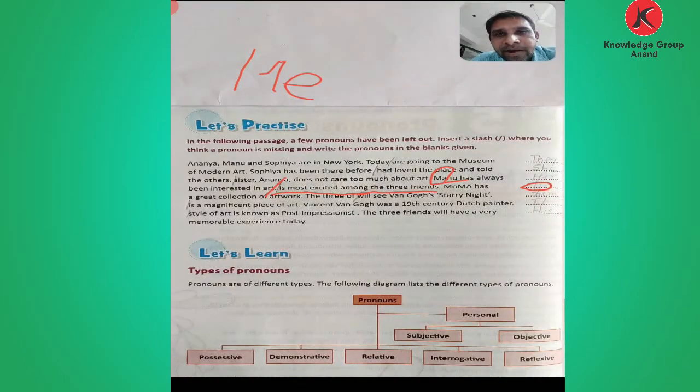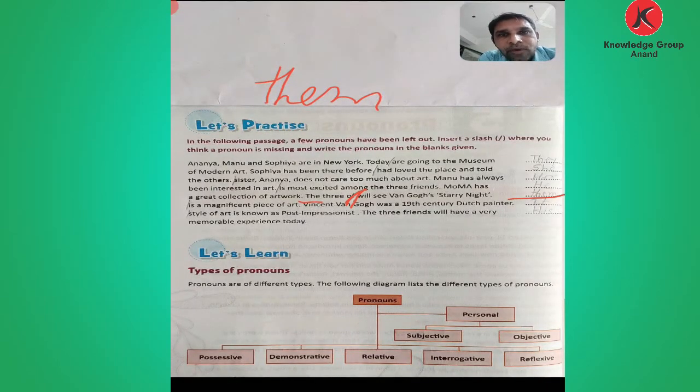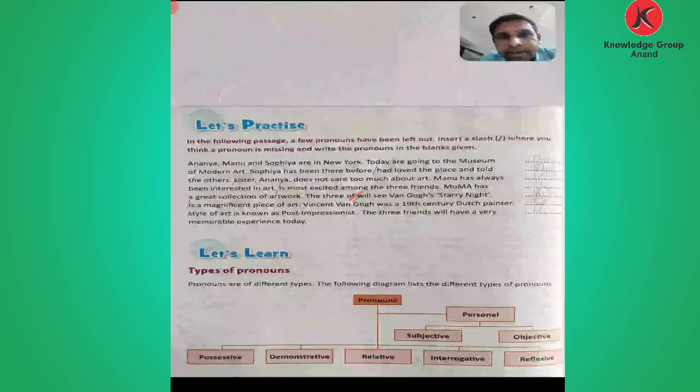MoMA has a great collection of artwork. The three of, then I put a slash, will see Van Gogh's Starry Night. So we talk about the three, so three of them. Three of them will see Van Gogh's Starry Night. Here we write them.